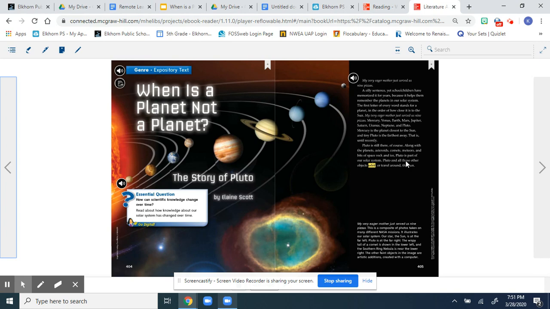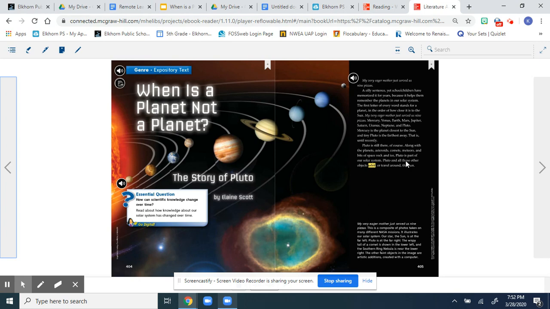That is, until recently. Pluto is still there, of course, along with the planets, asteroids, comets, meteors, and bits of space rock and ice. Pluto is part of our solar system. Pluto and all those other objects orbit or travel around the sun. Orbit is one of our vocabulary words, so we know it is circling over and over. And so we know all of those objects are circling our sun more than one time.